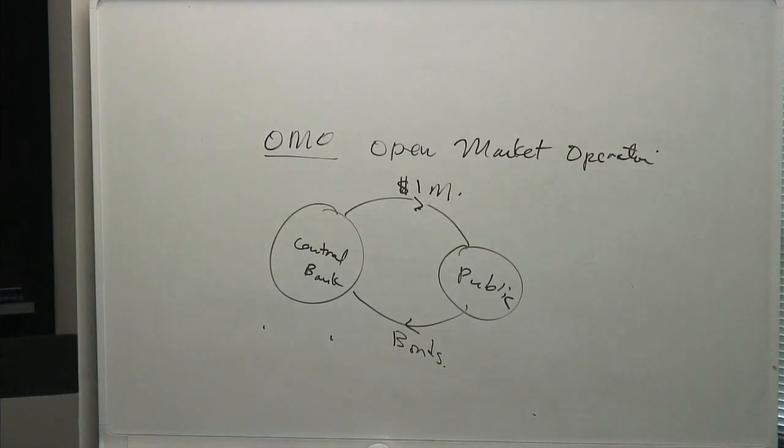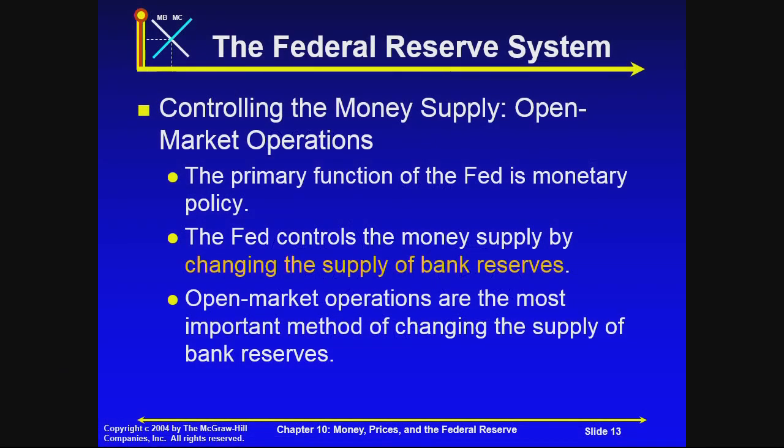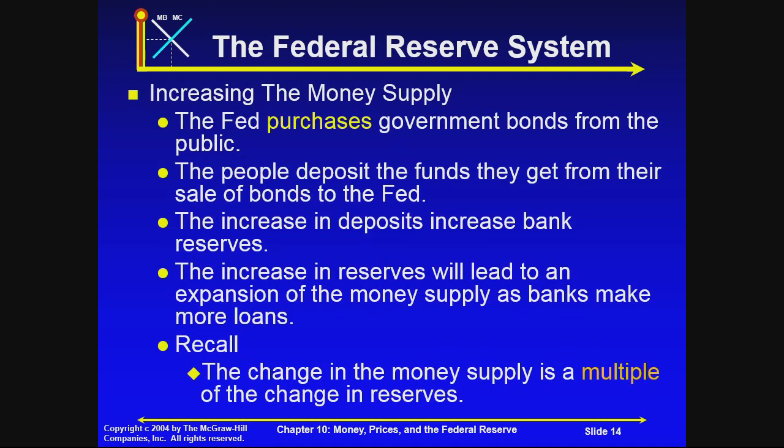So Nathan, I'm going to use you as an example. Let me explain this quickly. This open market operation is what the Fed does to control the money supply. How do they do it? They control the money supply by changing the supply of bank reserves. How do they do that? They buy and sell bonds.